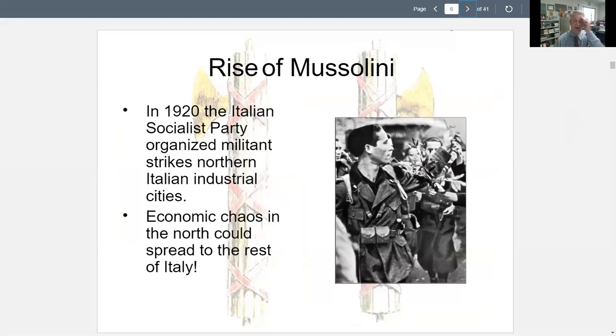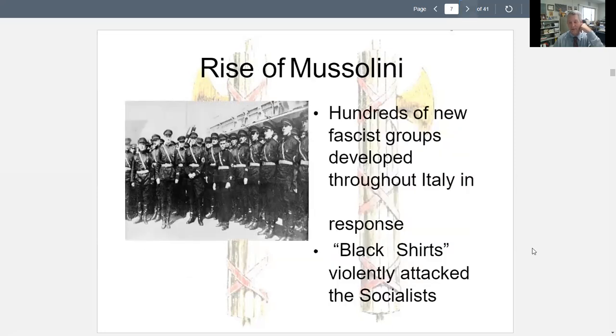Now, those fascists, as you saw in one of the previous pictures, wear black shirts. And so they become known as the Black Shirts or the Black Party. In 1920, the Italian Socialist Party organized militant strikes in those northern industrial cities, such as Milan, up towards the border with Switzerland. And basically what happens is people are worried about what is going to happen to the rest of Italy. And for the most part of Italian history, the northern part has been much richer than the southern part. The southern part does not have as many factories. It's more farming and agriculture, even to this day. And so most of the people who have lots of money live in the northern part of Italy.